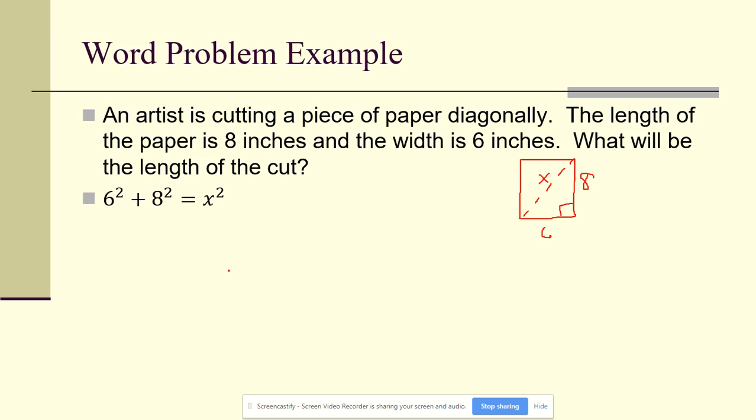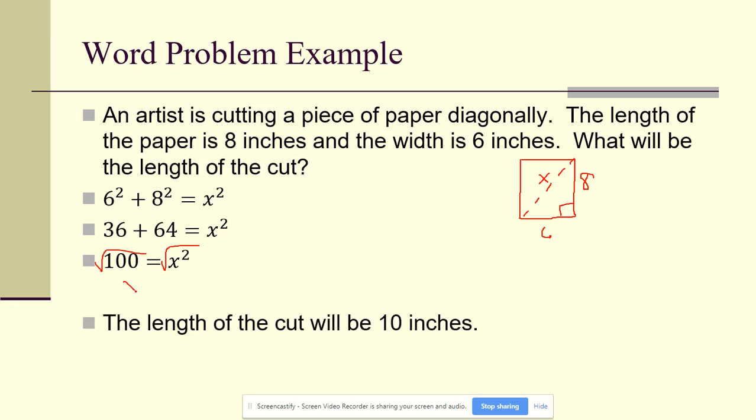So 6 squared plus 8 squared equals x squared. We'll evaluate 6 squared and 8 squared to get 36 and 64. We add them to get 100. And then I square root both sides to get x equal to 10. And I follow it up with a conclusion statement that the length of the cut will be 10 inches.